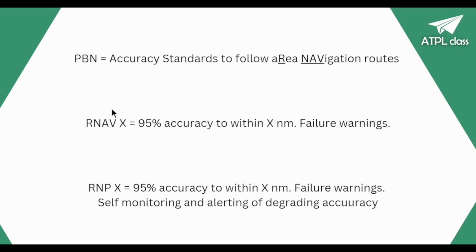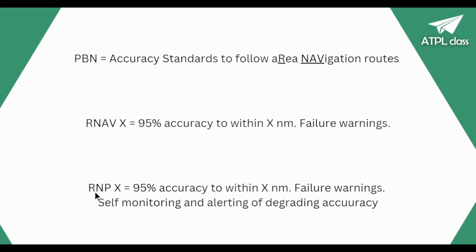We have two standards for RNAV and PBN navigation. We've got RNAV standards, which is 95% accuracy to within X nautical miles, and X obviously being a number that follows the RNAV designator. RNAV has to have failure warnings, but it doesn't have to tell you if it's started to drift, only if the equipment actually breaks.